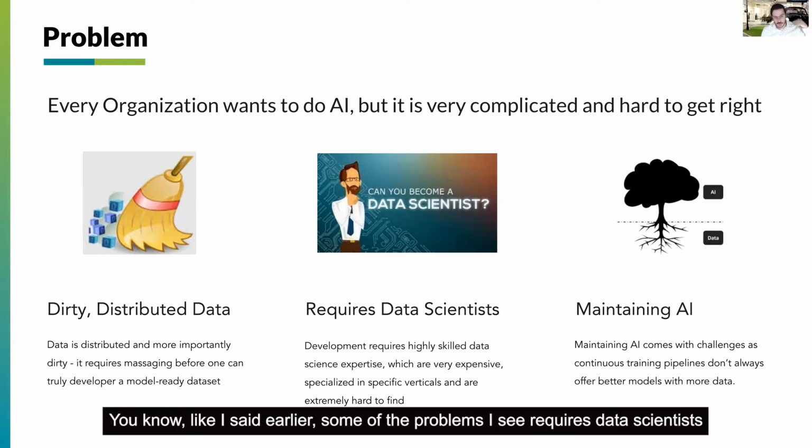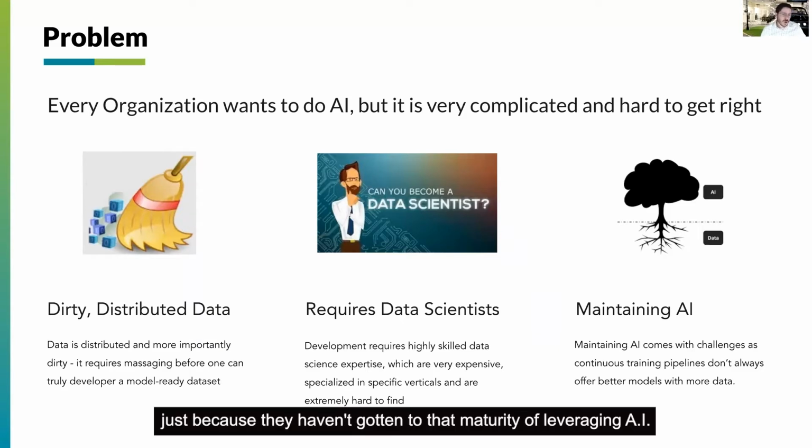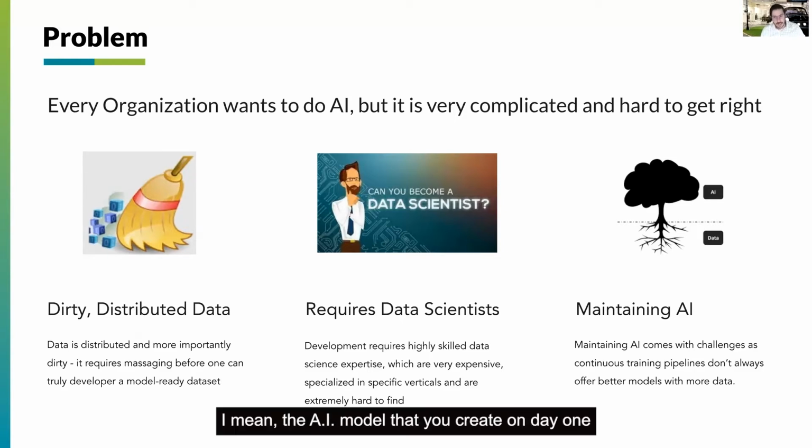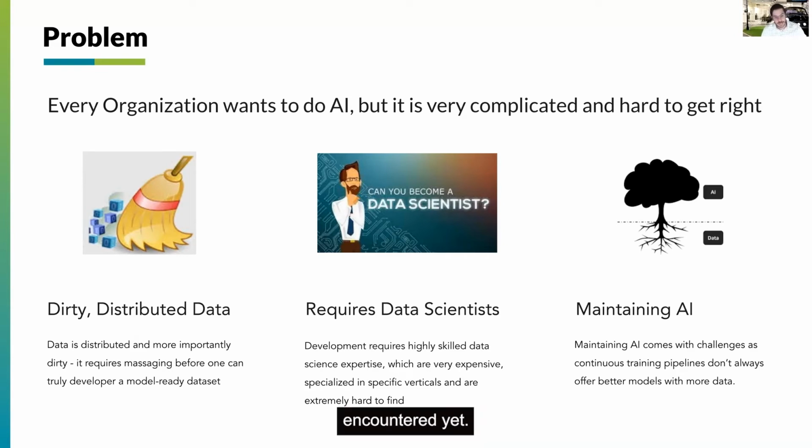Like I said earlier, some of the problems I see: it requires data scientists, which is extremely expensive and time consuming. And something that a lot of people don't know, just because they haven't gotten to that maturity of leveraging AI, is how do you maintain it? The AI model that you create on day one is not necessarily going to be the best model that you create in the future. You're most likely going to have multiple iterations of this model. You're going to have multiple performance capabilities of these as the models get smarter. So how do you operationalize this AI creation and get it into production? It's a really big problem that I don't think most people have even encountered yet.